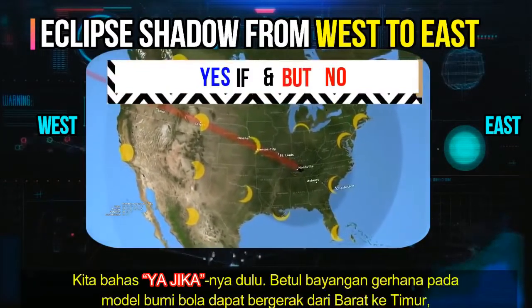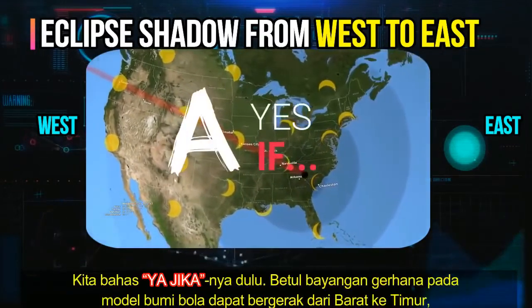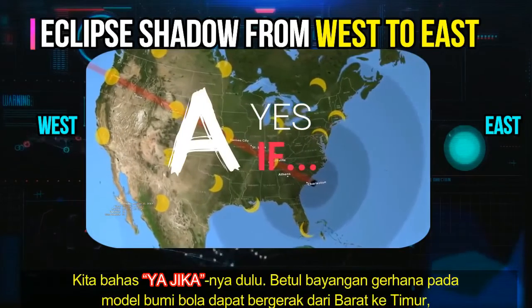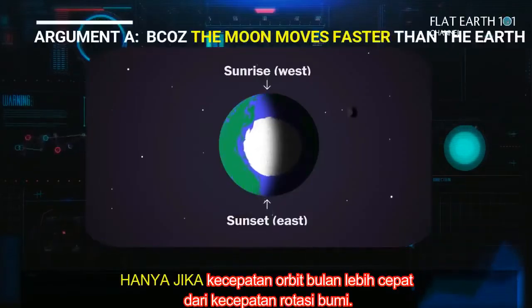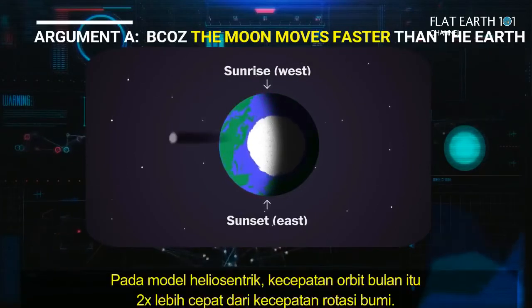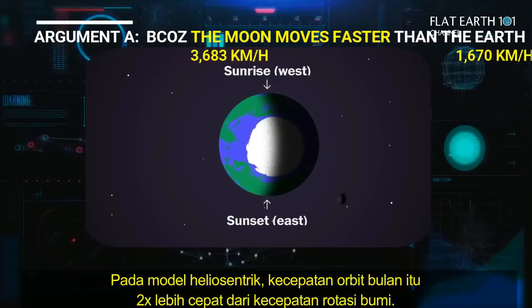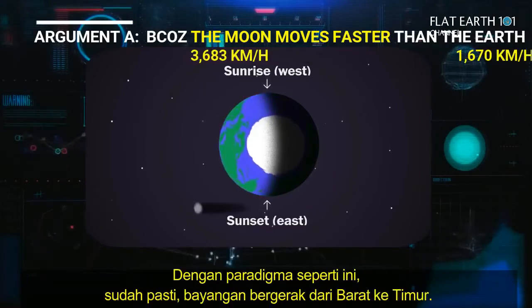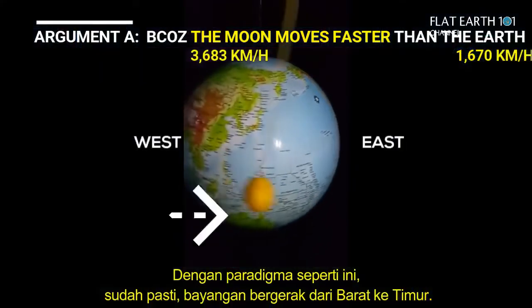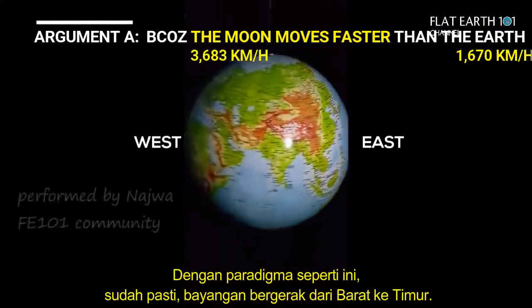Now the yes if first. Yes, eclipse shadow on the globe model can move from west to east only if the Moon's orbital speed is faster than the Earth's rotation speed. In the heliocentric model, the Moon's orbital speed is twice as fast as the Earth's rotation speed. With this paradigm, for sure, the shadow will move from west to east.